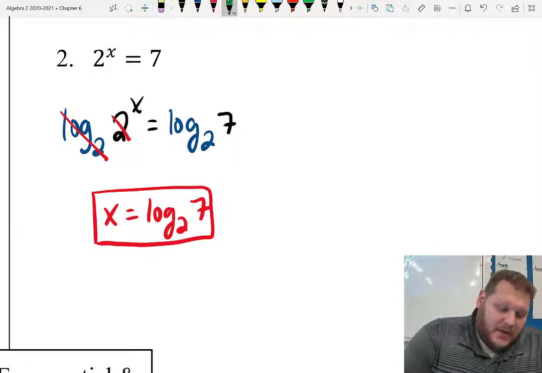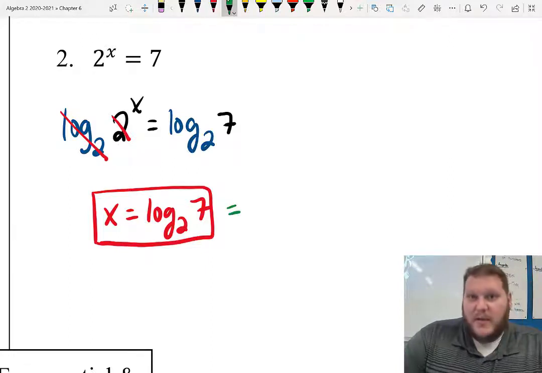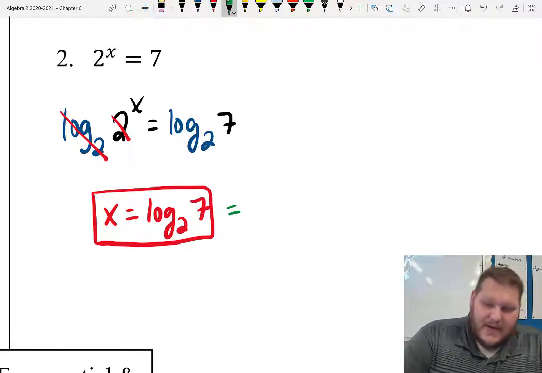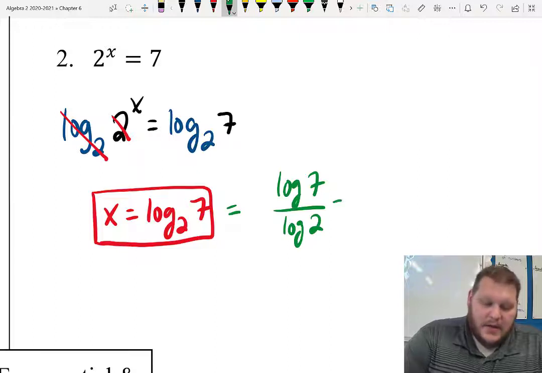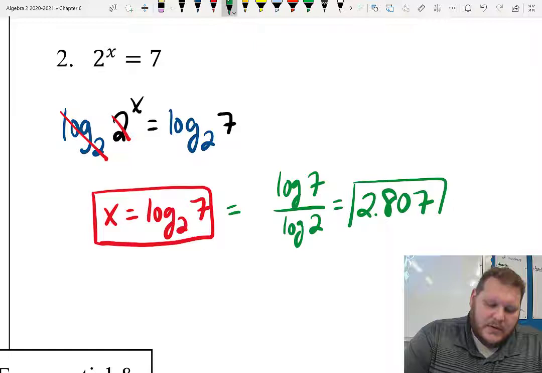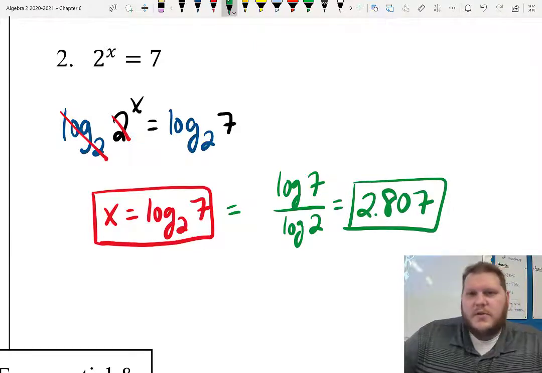If that was going to be the case, I would have to use my change of base rule that we learned back in 6.5. So this is the same thing as either ln or common log of 7 over common log of 2. On our calculator, we can do that. We should end up with 2.807 for log base 2 of 7. So either of those two would be fine.